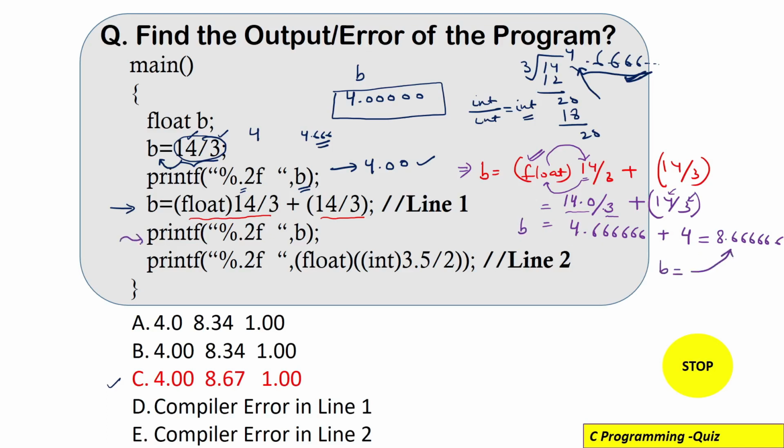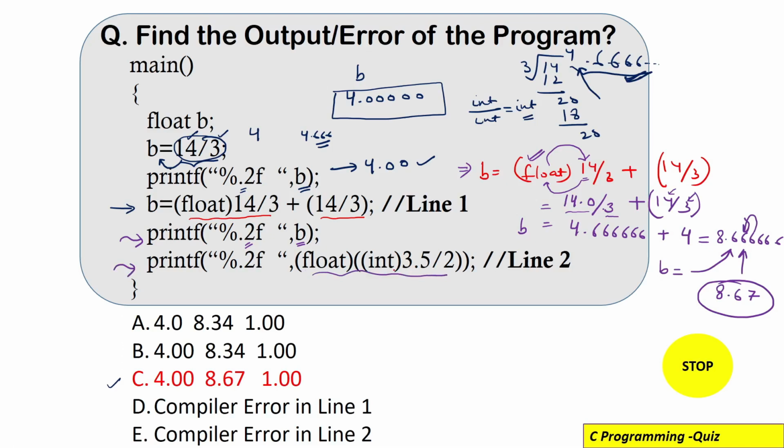Now after this line, we are saying print the value of b. So it will say, okay, b is this, and we are printing till 2 decimal places. So it will say 8.6 and it will round off your answer. So it will be 8.67. So that's why our next answer was 8.67.